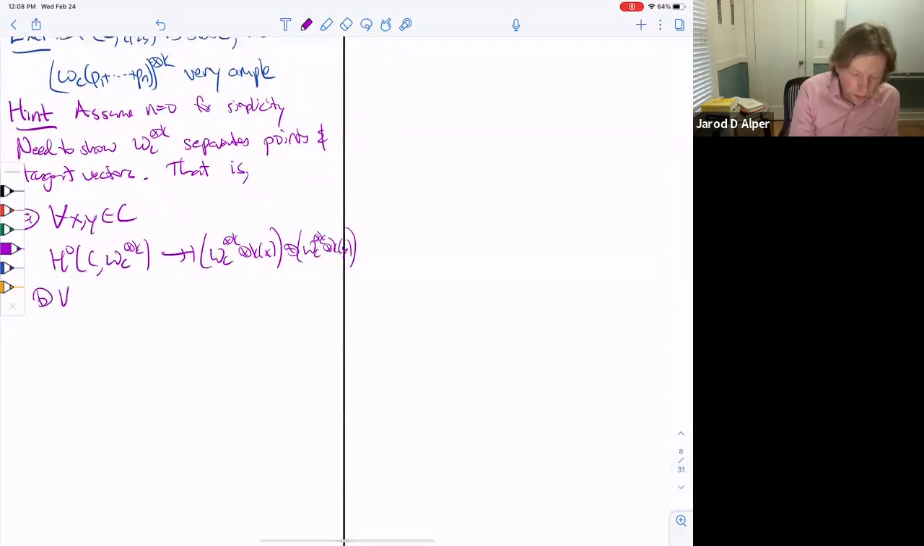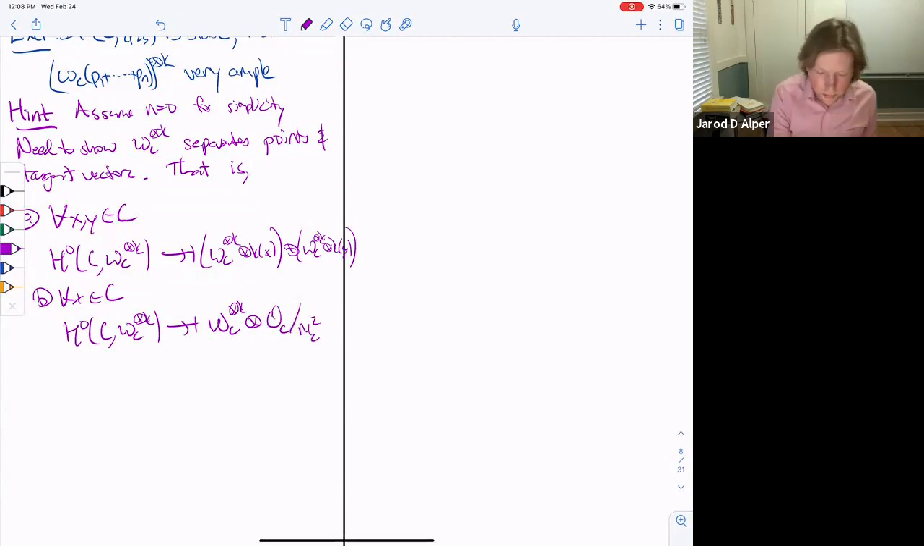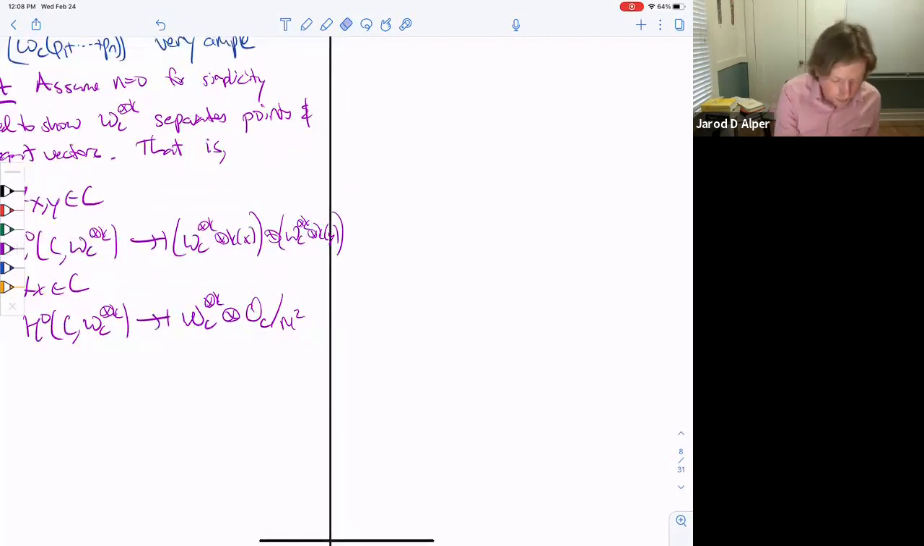And the second one is for all points x in C, that you can separate tangent vectors. So you need enough sections so that it surjects onto omega C tensor k, tensored not by the residue field, but by the second power of the maximal ideal. So O_C mod the second power of the maximal ideal. Whoops, that should be x.